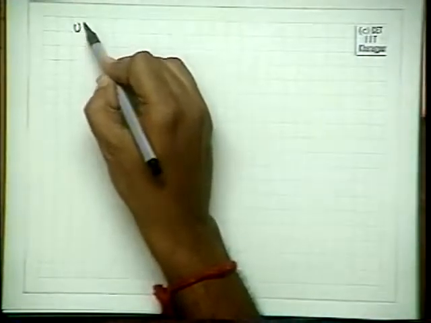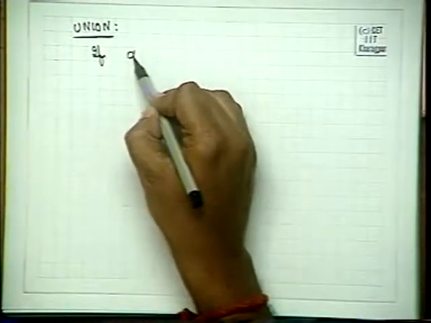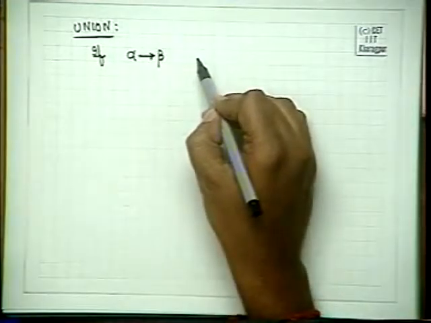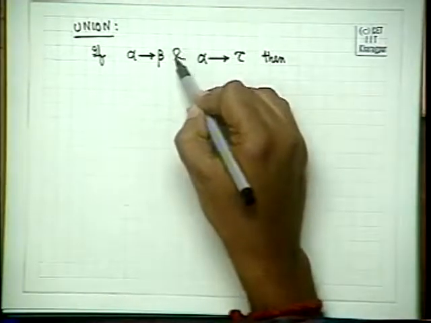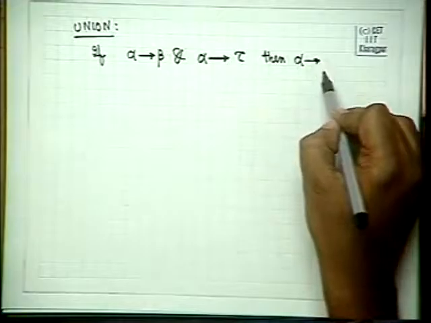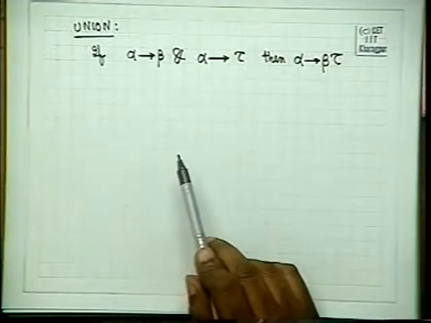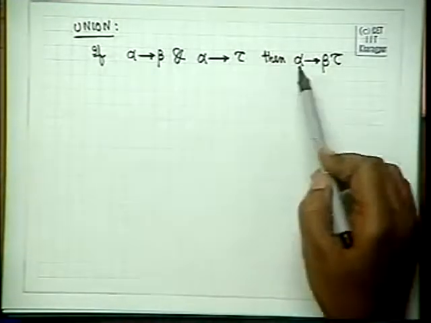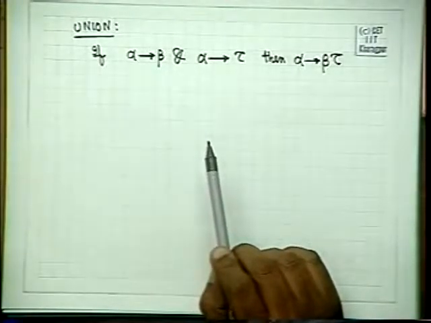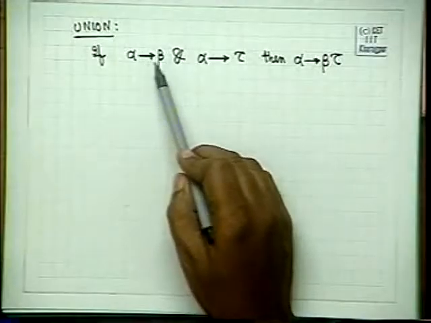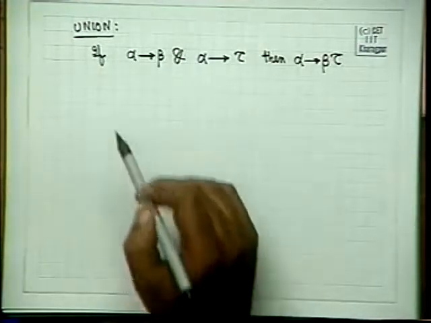The union rule says if alpha to beta holds and alpha to gamma holds, then alpha to beta gamma holds. We assume this is obvious from our AND OR logic. If alpha to beta holds and alpha to gamma holds, then alpha to beta and gamma holds. But now we are looking at it from a pure syntactic point of view, in terms of an algorithm which will derive this, reading this and this, based on Armstrong's axioms. Now let us see how that is true.